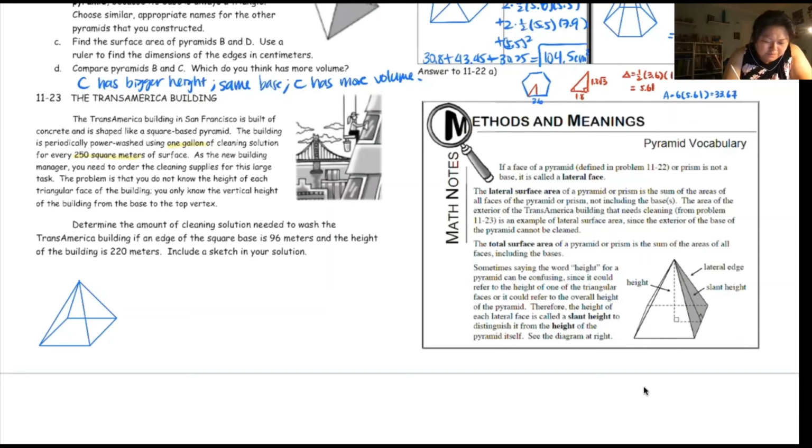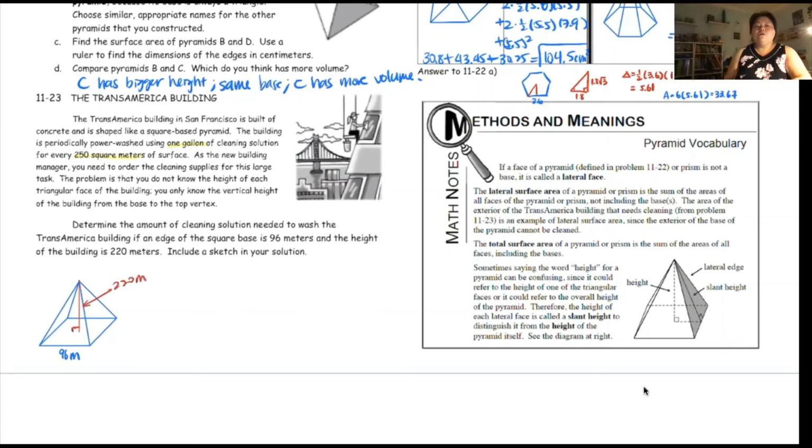All right, so determine the amount of cleaning solution needed to wash the Trans-America building if the edge of the square base is 96 meters. So the edge is 96 meters, and the height of the building is 220 meters. So be careful. The height of the building, like I said before, is from the tip all the way to the middle of the base there. That's the height of the building. That's your 90 degrees. So that is 220 meters.